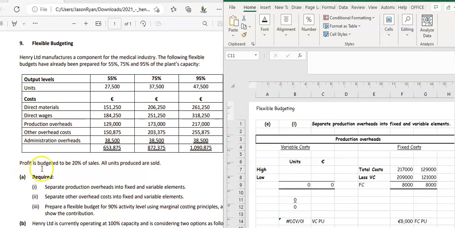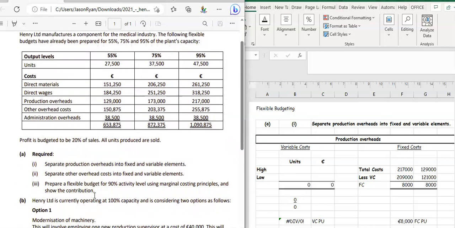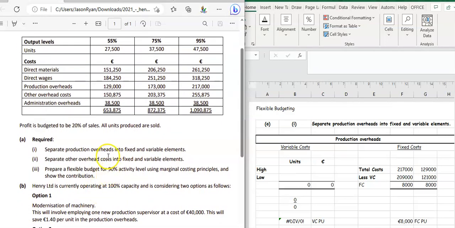A piece of information here: profit is budgeted to be 20% of sales. We're going to use that later on as part of number 3 down here. So we've got two parts. A, we're going to have to look at our production overheads and separate them into fixed and variable cost. So that's going to be your production overheads here. You're going to separate our other overheads into fixed and variable costs. Administration cost is already fixed because it's 38,500 for each of the percentages. So that means that your administration costs are not going to vary.